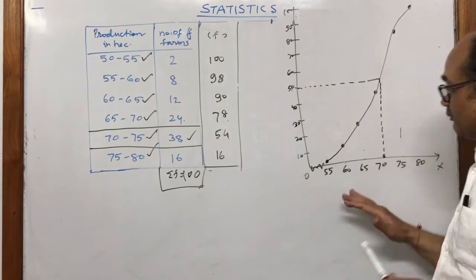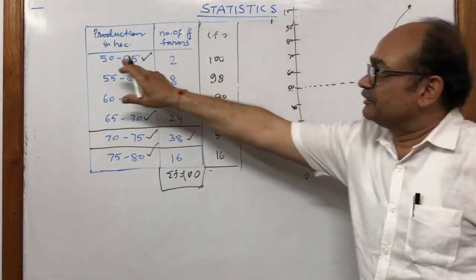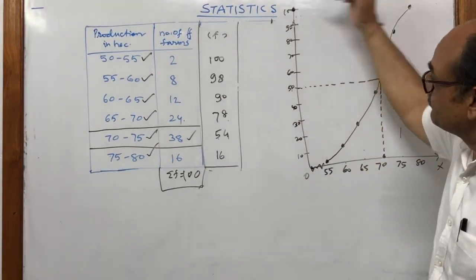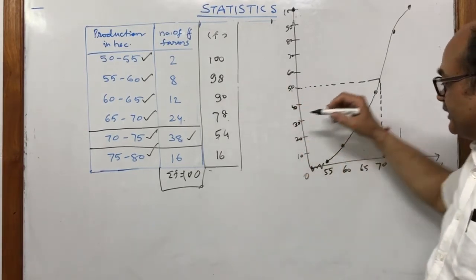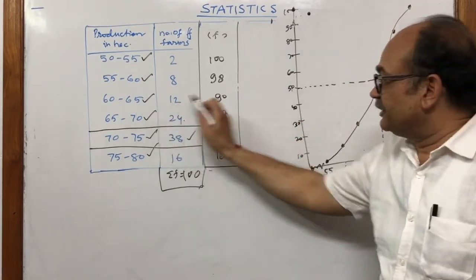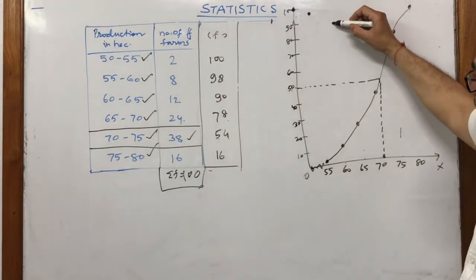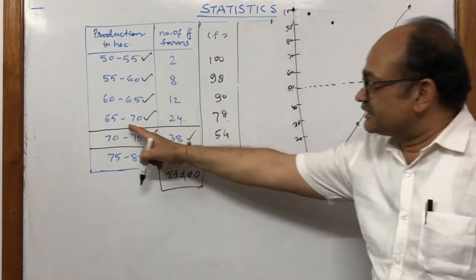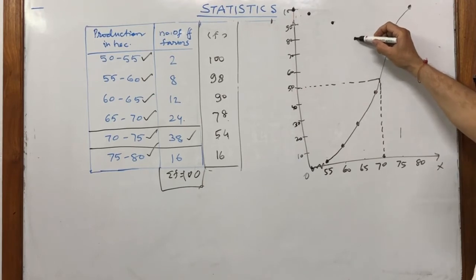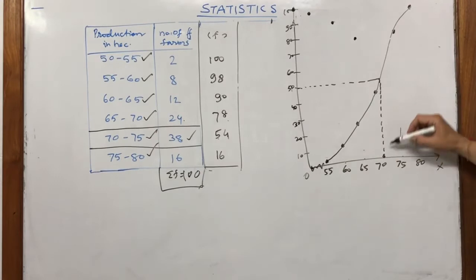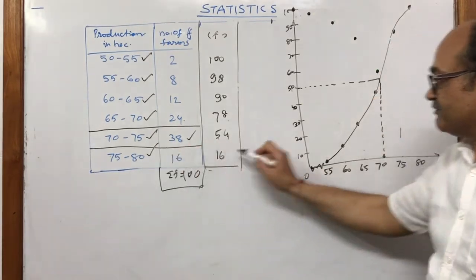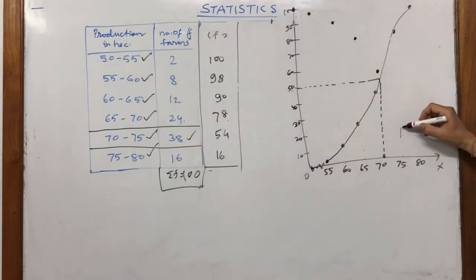Now simply plot on the same graph paper. First at lower limit 50. 50 is here, so we need 100. Next is 55, 98. Very close. 60, 90. 65, 78. Approx. 70, 54. 75, 16. Approx.